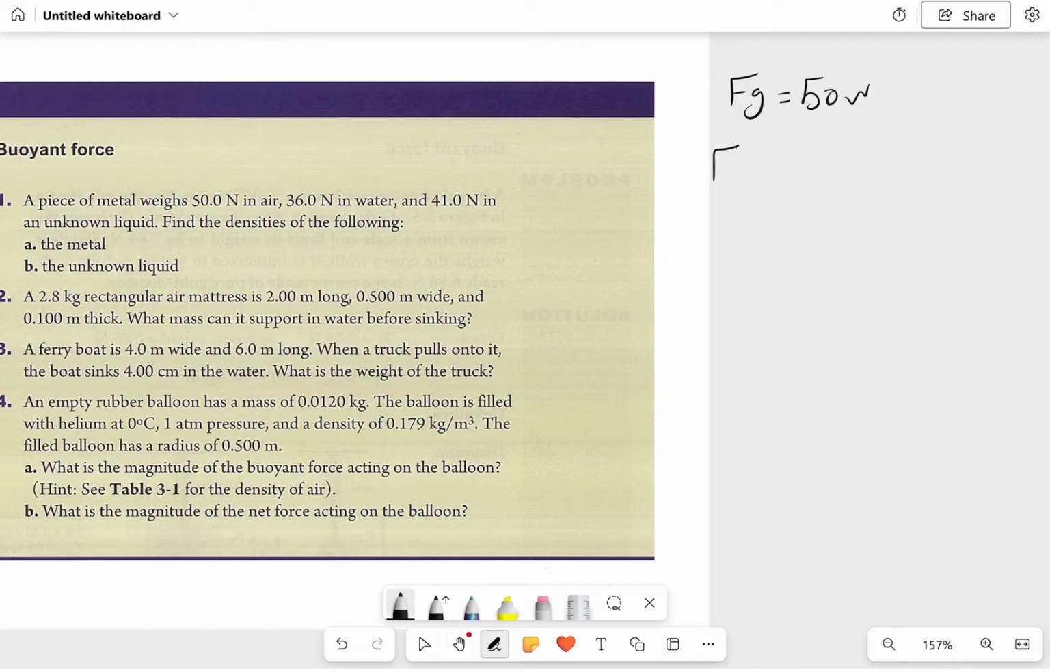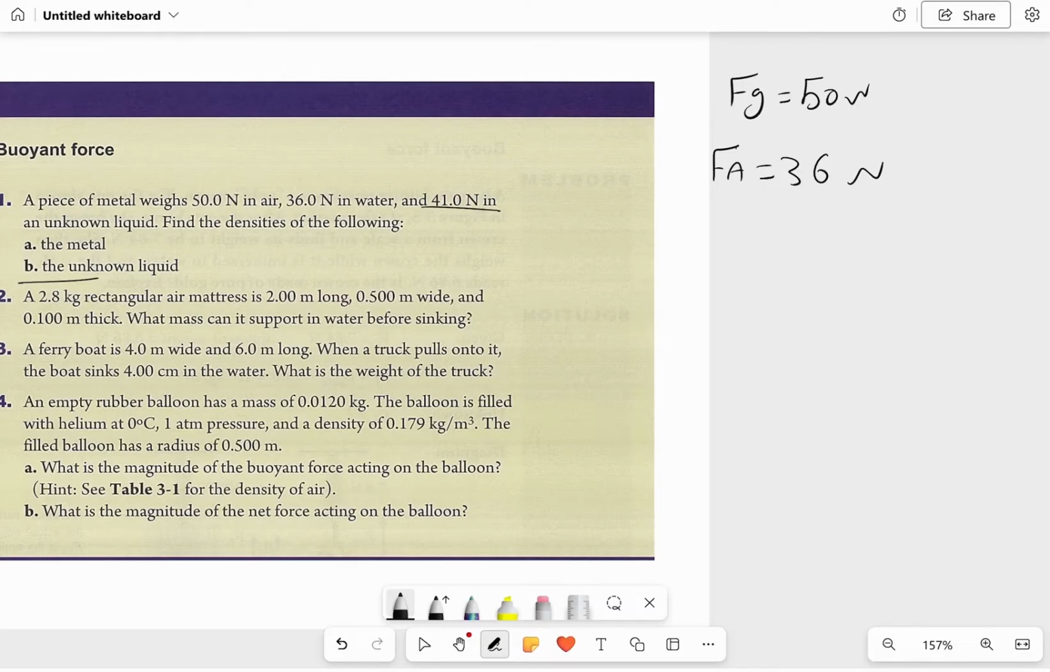So you have F apparent, or you can just simply write Fa, is equal to 36 Newton, and 41 in an unknown liquid. We will come back to this one in part B, but let's first solve the first one.